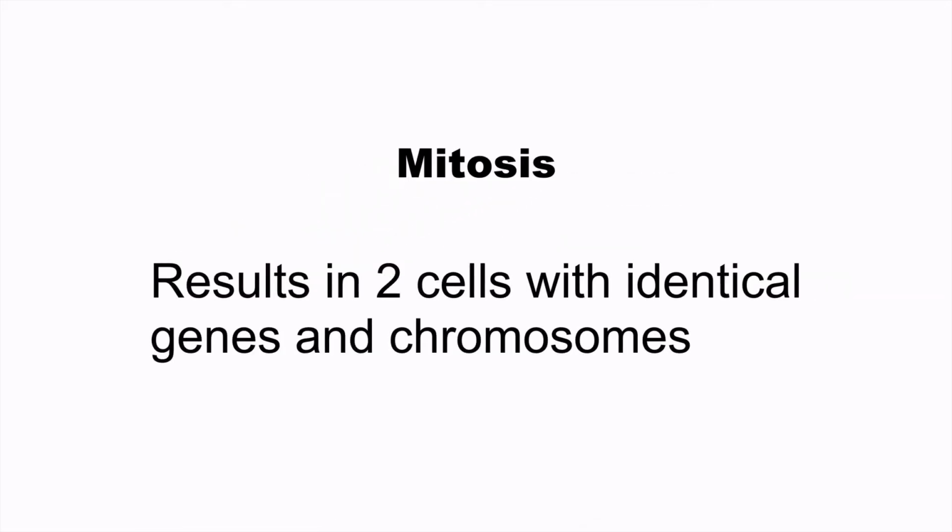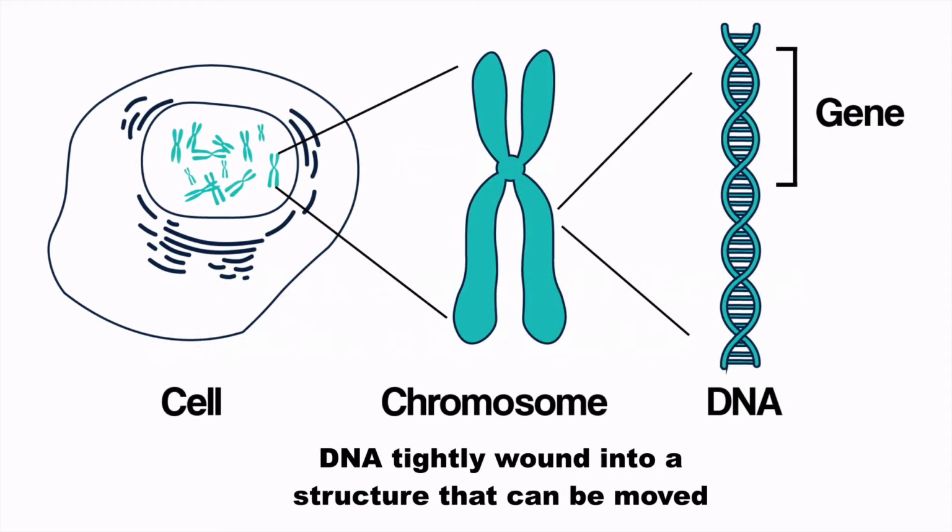So when we're looking at mitosis, this is a form of asexual reproduction. They're pretty much the same thing because the result is cells with identical genes and chromosomes. So once again, looking at the connection here, we have genes that make up our DNA. Our DNA is what makes up chromosomes. Since we'll be talking about chromosomes for the next couple of videos, let's really look at them. They do look like X's at certain points in the process, and chromosomes are made up of DNA. DNA wound very tightly into a structure that can be moved.